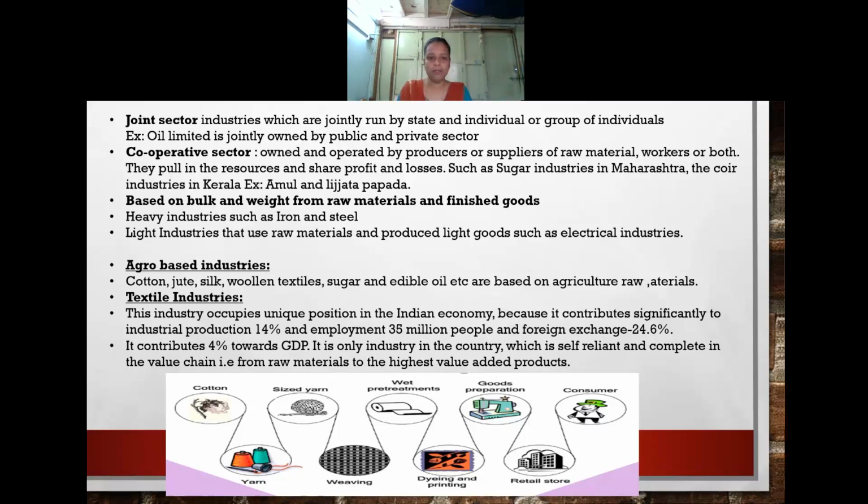This industry occupies a unique position in the Indian economy because it contributes significantly to industrial production, 14% to the national economy. And how much employment generation takes place? Nearly 35 million people can get employment in the textile industry. And the foreign exchange we earn is 24.6%. So the textile industry contributes nearly 4% towards the GDP.